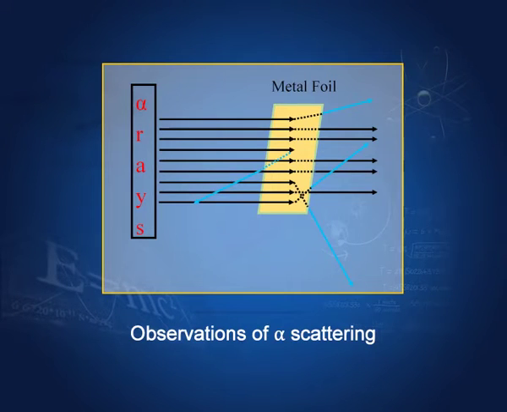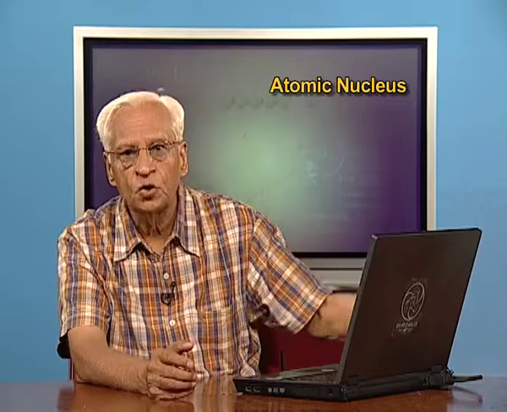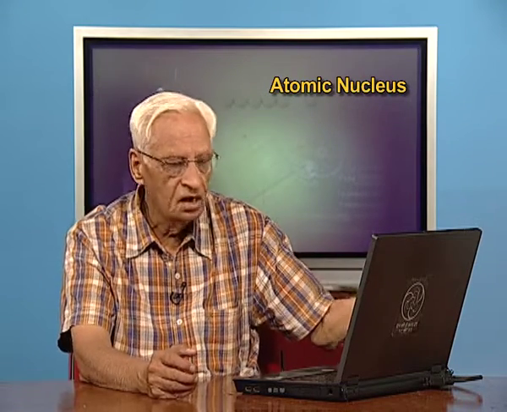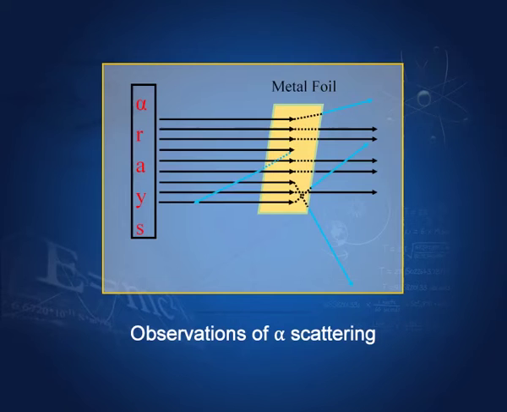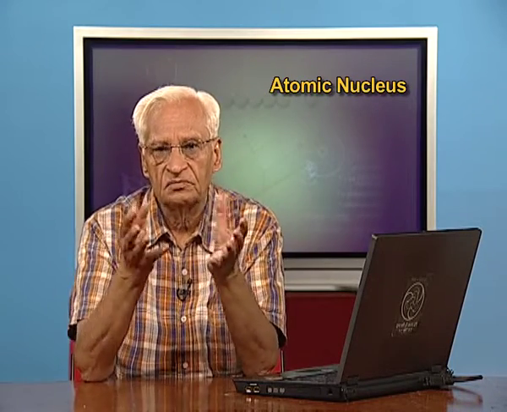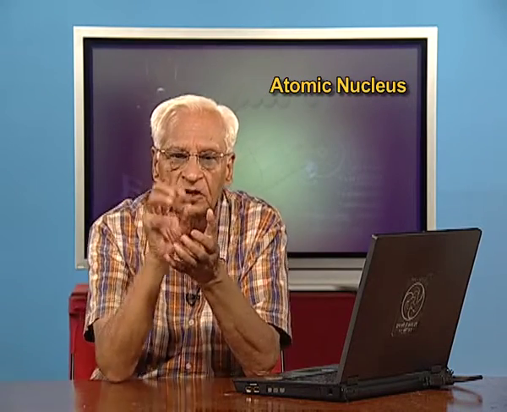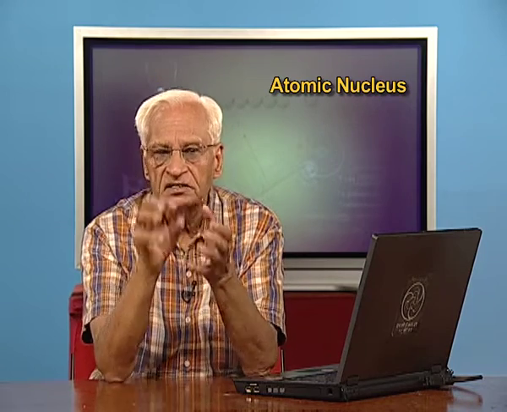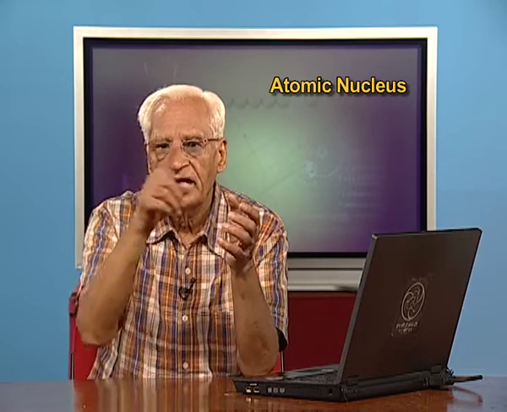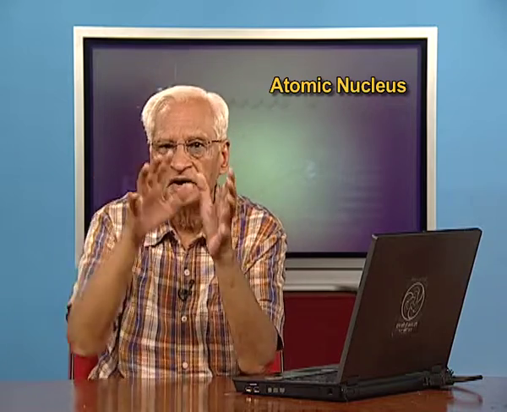So, after this, he proposed his own model of the atom. What was that model? We have learned that earlier: like the solar system, we have the positive charge at the center of the atom. This center is known as the nucleus and electrons go around it.